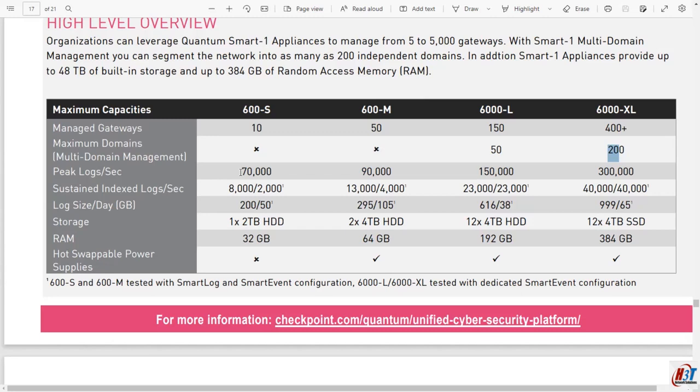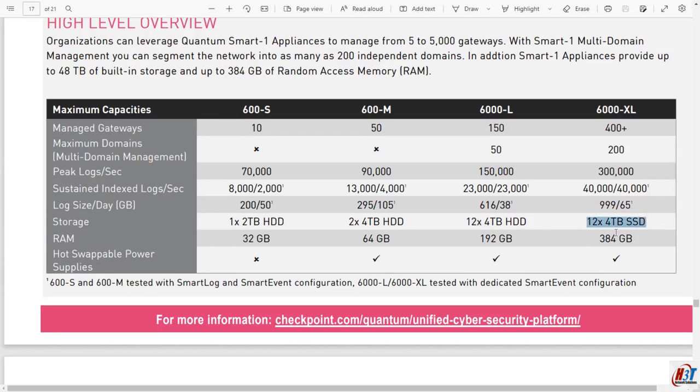If you see, you have the numbers here, and then you can have a log size per day, which is in GB. And then the storage, if you look, you have 1 into 2 TB HDD. So these are the hard drives, not SSD. Then you have here 2 into 4 TB HDD, which is equivalent to 8 TBs, right? Then you have 12 into 4 TB HDD on the 6000L, and 12 into 4 TB SSD on the 6000XL. So there the storage is in SSD.